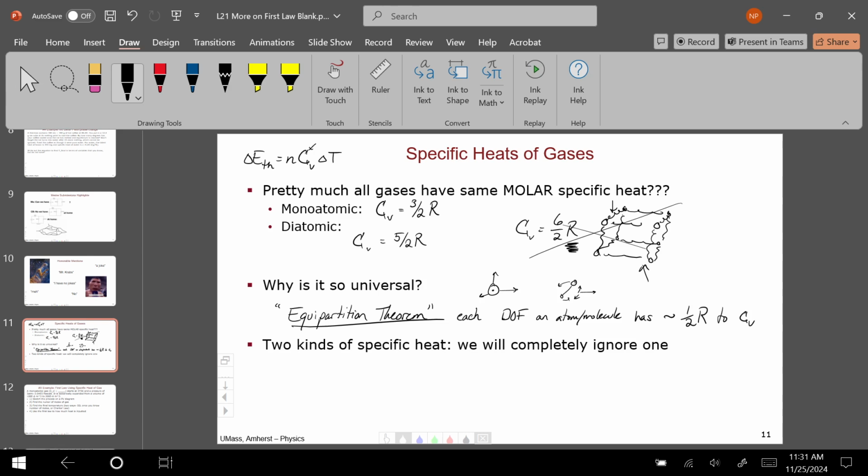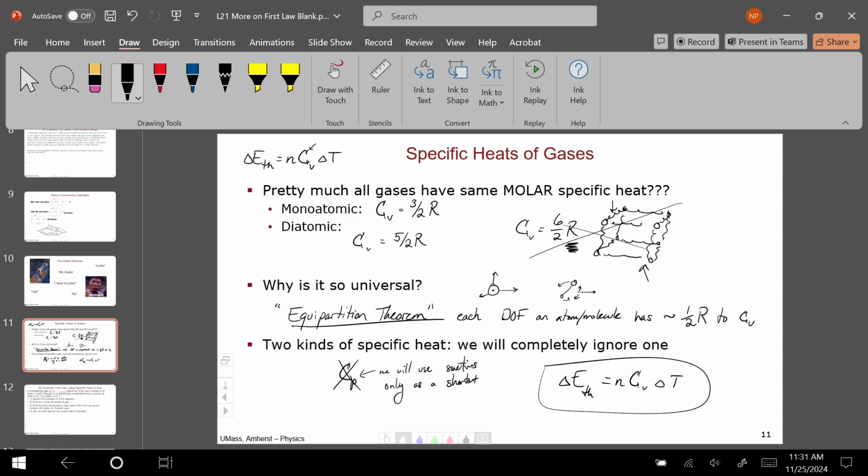All right, getting back to the normal slide. So just a reminder, there's 2 kinds of specific heat, and then there's volume and molar for each of them. So I'm going to say completely ignore CP. We will use this next lecture, but only as a shortcut. Whereas, like I said, this equation, which is always true, this we'll use a lot. Okay, this CP, it's a shortcut for one very specific kind of process, so it's useful to have in your pocket, but we're not going to use it as much.